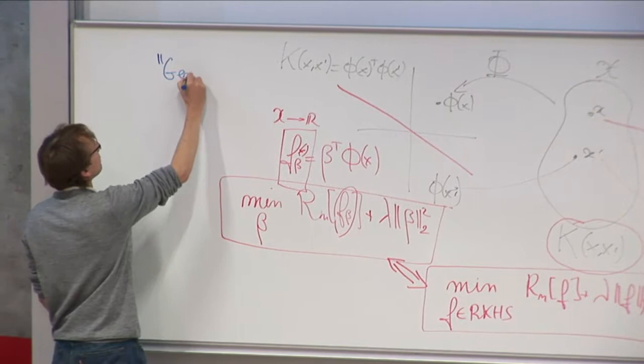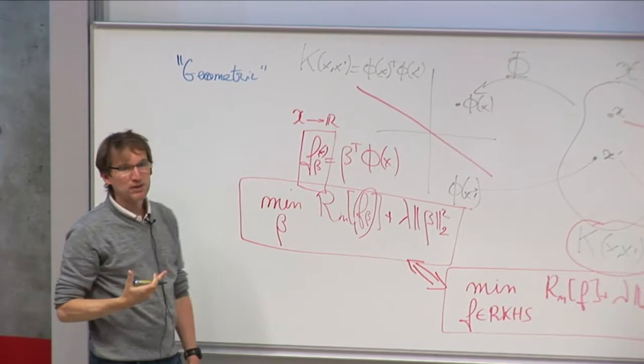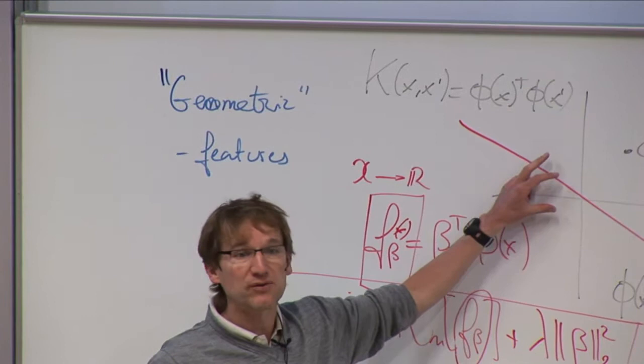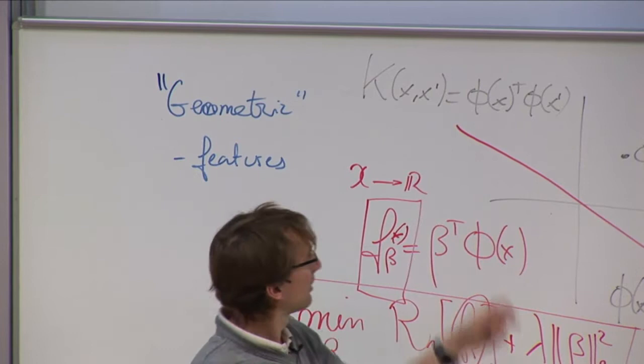Geometric view, and the motivation to make a kernel here would be which features do you want in your feature space? This is standard in statistics or machine learning. If you want to do machine learning, you need to define features. So you can make a kernel from features. You can say, these are the features I want. Then I deduce a kernel as the inner product.